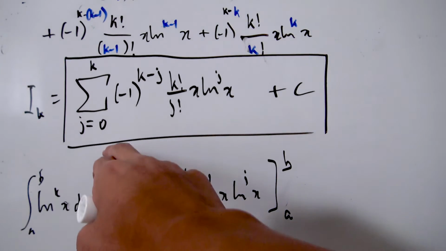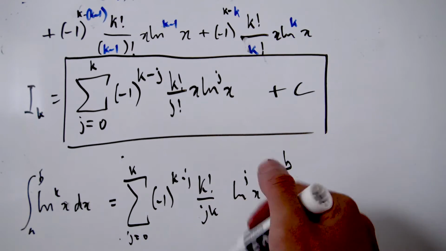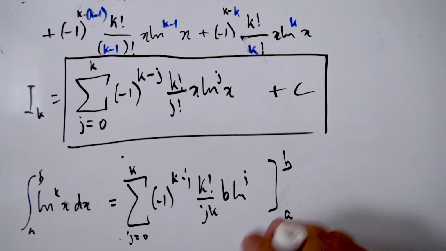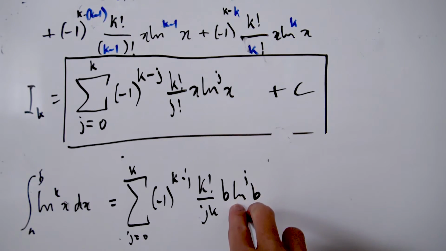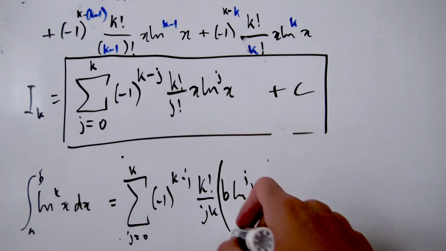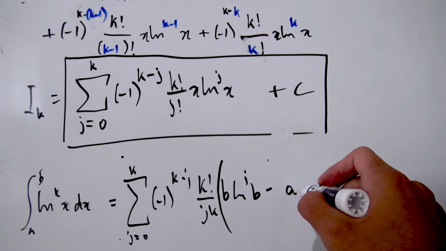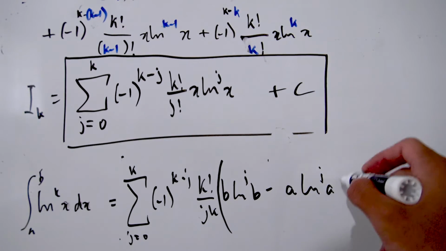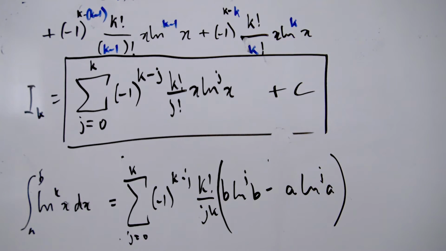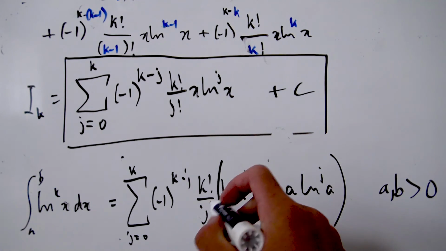If you do that, what you should end up with is the x's turning into b, so you have b ln to the jth power of b. But since this part is the only part that's dependent on x, you have to subtract the lower bound, which is natural log to the jth power of a. You can do it the long way and expand out all of the sum, and then you can factor it, and this should be the result that you end up with. And since you have natural log of something here, your upper and lower bounds have to be greater than 0. And this should be a j factorial here.